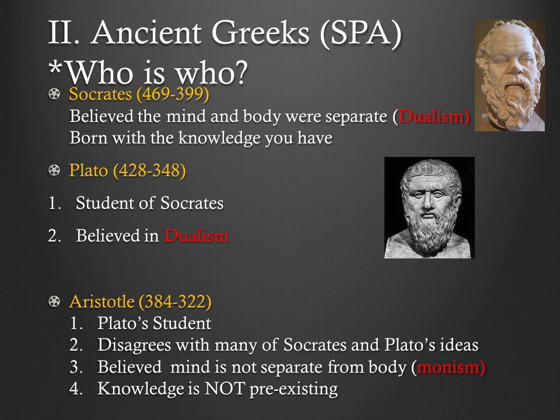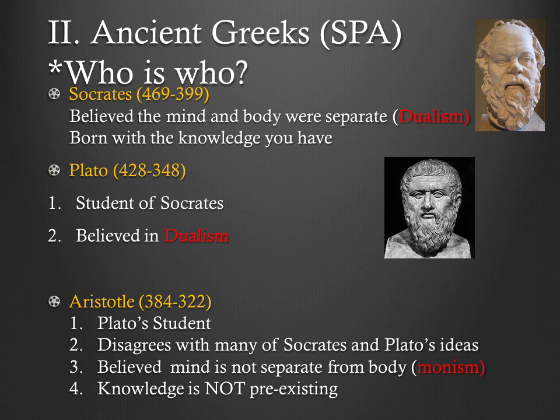He believed in monism, that the mind is not separate from the body. Knowledge is not pre-existing. Here's my example with Aristotle. You don't know what fire is when you're a baby. You have never seen it before. If you were born with the knowledge, you would know that fire is hot and not to touch it. However, in Aristotle's understanding, this knowledge of fire being hot does not exist, so you're going to go grab the fire and try to touch it because you don't understand that it could burn you. Neither of these ideas is 100% right or 100% wrong, but these are the early ideas of why we behave a certain way.